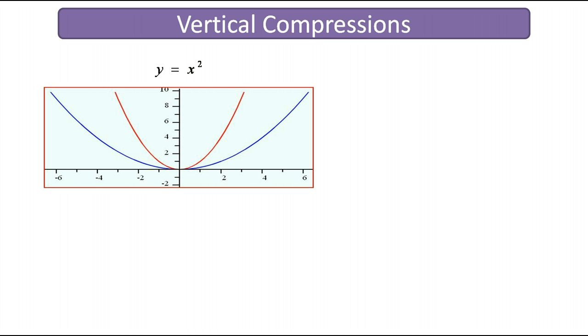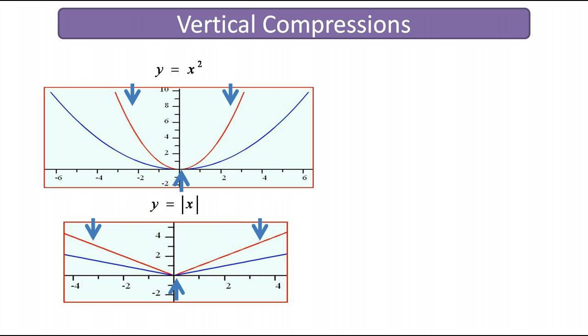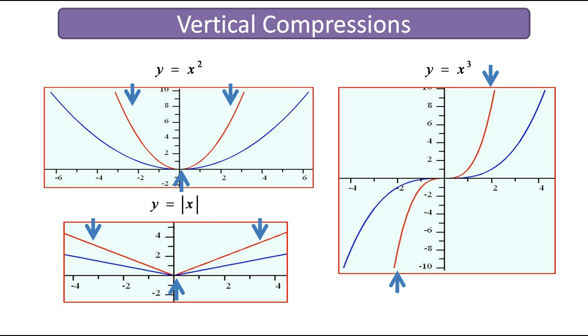A vertical compression is going to produce the same exact result. Excuse me, not exact, but for the most part the same result. So y equals x squared, if I compress vertically, I'm squishing it from top to bottom, that red parent function is going to become wider. Same thing for absolute value. The red parent function, when vertically compressed, is going to become wider, resulting in the blue. And same thing again for y equals x cubed.